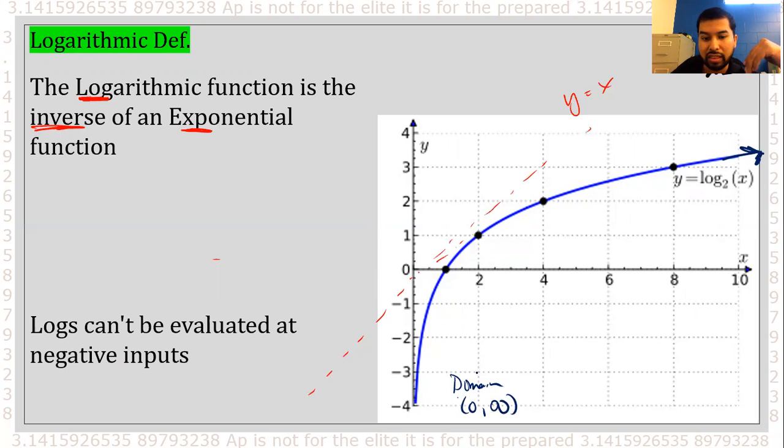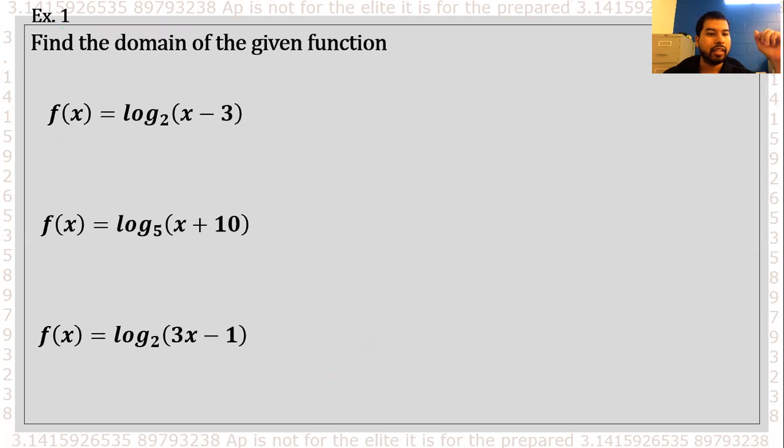So keep in mind, this graph does not exist on the left-hand side, okay? So logs cannot be evaluated at negative inputs, negative x's, because there's no graph. There's nothing. Like if you told me what is this graph at -1, I have no idea because there's no graph here. That being said, guys, you do have a vertical asymptote right here. Before I forget, vertical asymptote at x equals 0. So that even clarifies that I can't go any further left than 0. Okay, so let's go ahead and practice finding the domain.